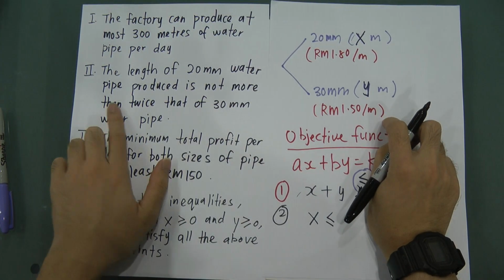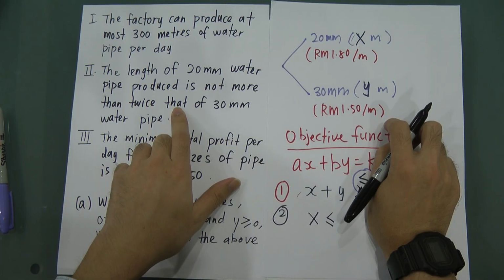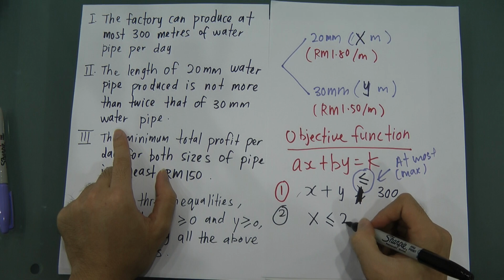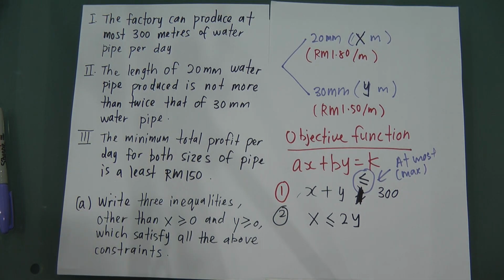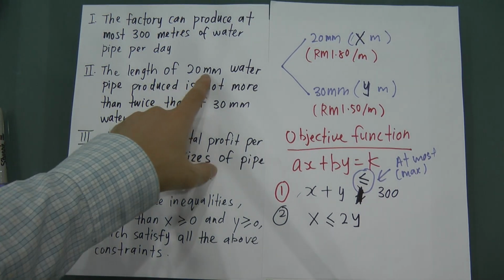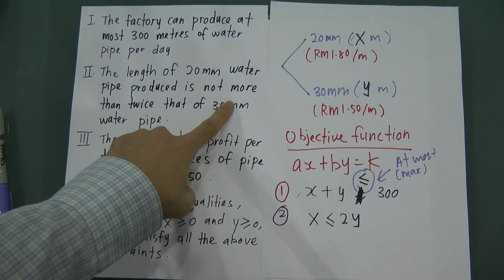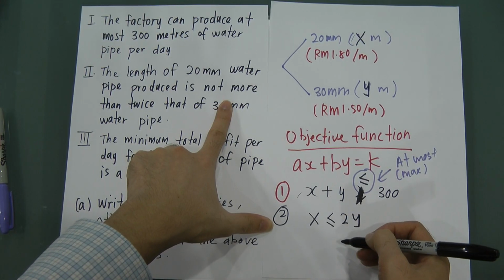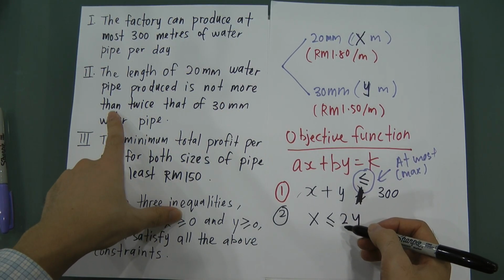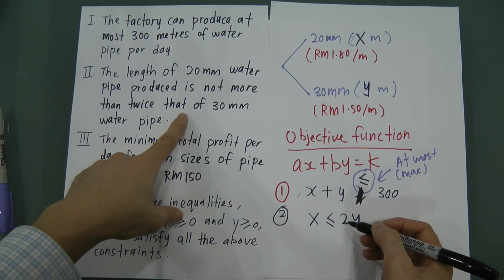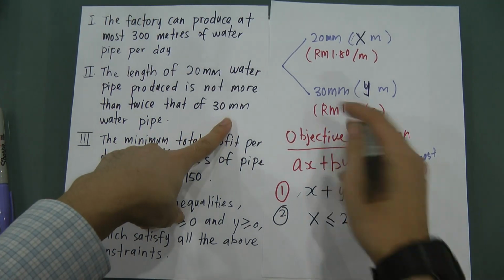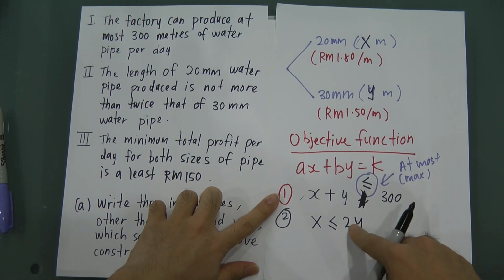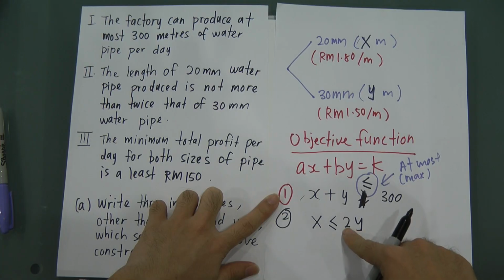So he said not more than twice that of the 30 mm water pipe. Twice means double of y. This is the meaning of the length of the 20 mm water pipe produced is not more than. When you see not more than, you straight away write this symbol. And then twice of y, because 30 mm is y, so twice of y is 2y. X is not more than twice of y.